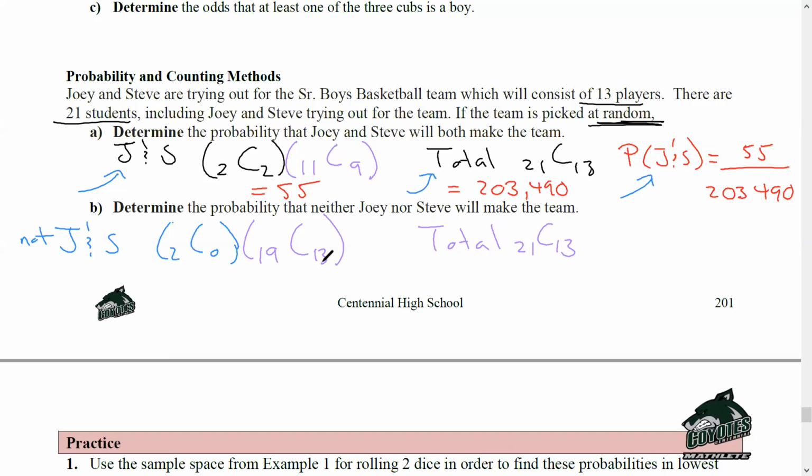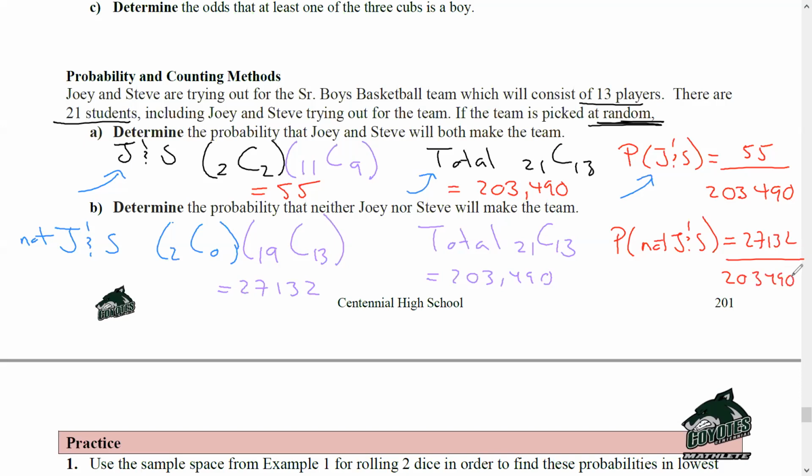Put this in my calculator. So this is a big number. This is 27132. 21C13, I already know the answer to from above. So what's the probability that neither of them make the team? So now I'm going to put these two things together. So not Joey and Steve. So probability not Joey and Steve. Well, that's my first answer over my total answer.